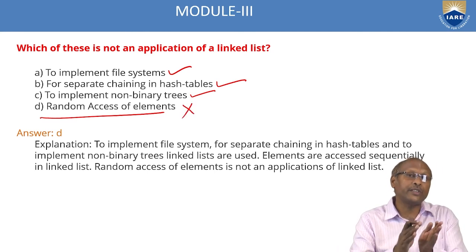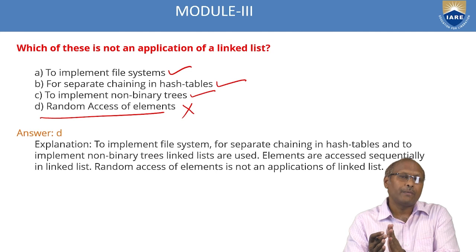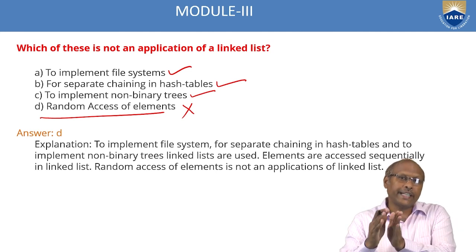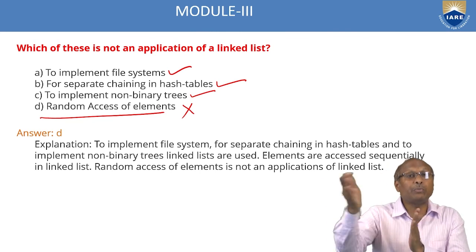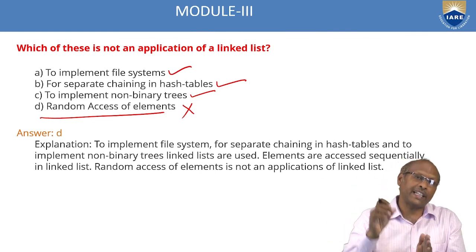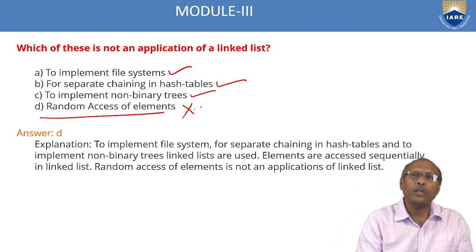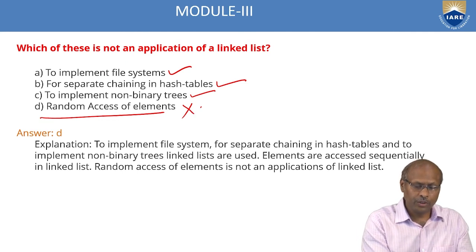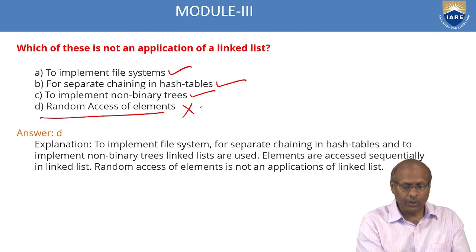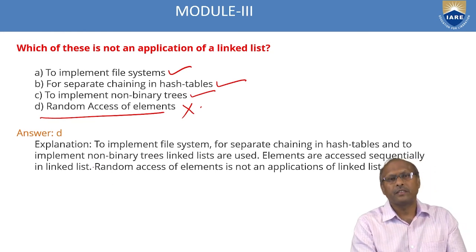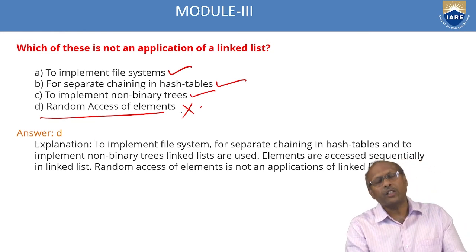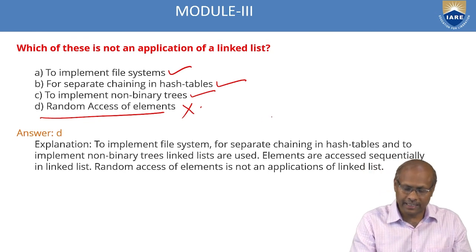Because every node knows the address of the next node only. The first node will know the address of the second node. The second will know the third node. The third will know the fourth node. Whereas I cannot go to the fifth node directly, or to the nth node directly. That's why random access is not possible. So whenever they ask this type of question, you have to first read the options properly, then answer. So, random access is not possible for a linked list.